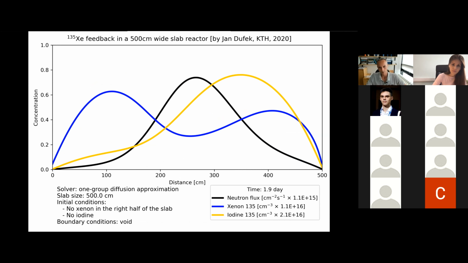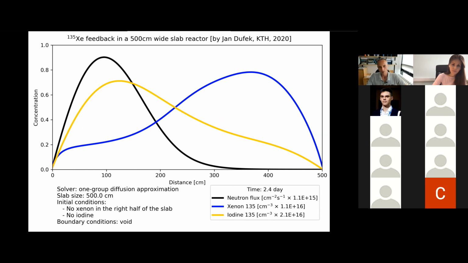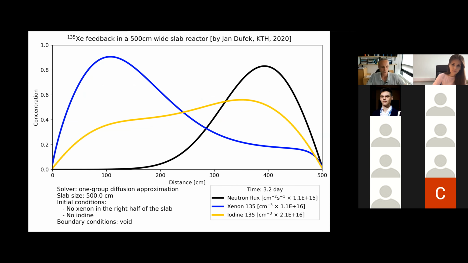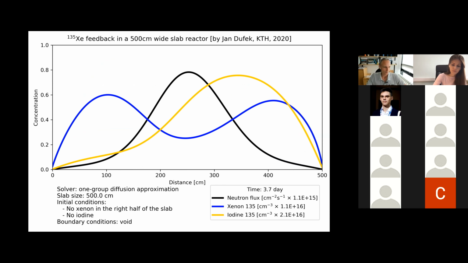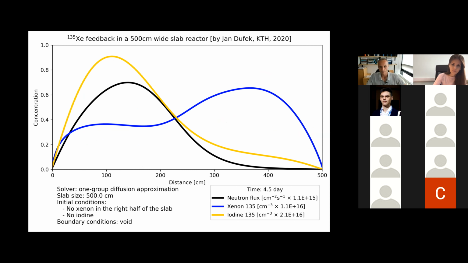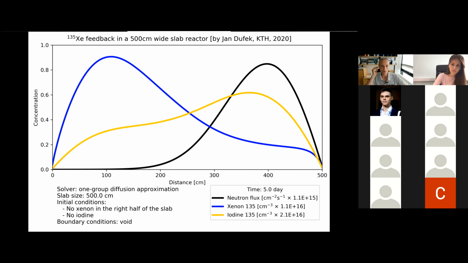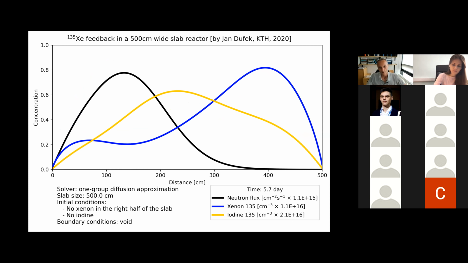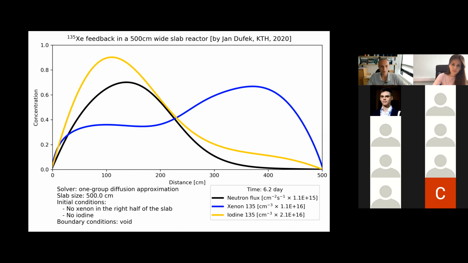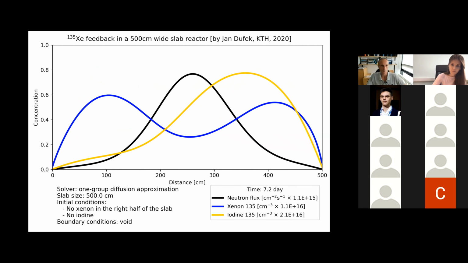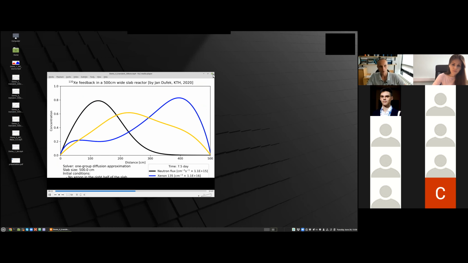It doesn't converge either. Of course, the oscillations are even more severe. Now, you may suggest that these oscillations are triggered by the initial asymmetrical distribution of xenon. And you may think that if I set zero xenon in the whole system, we wouldn't actually see these oscillations. I can prove you wrong.